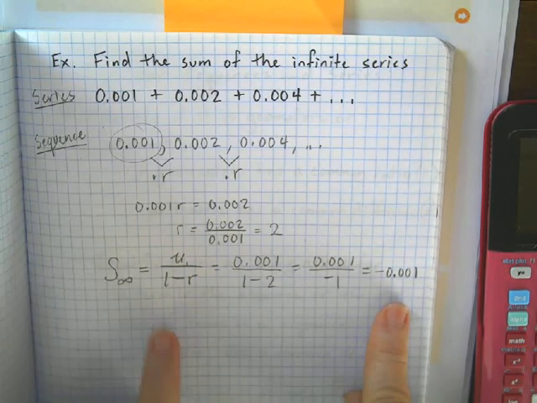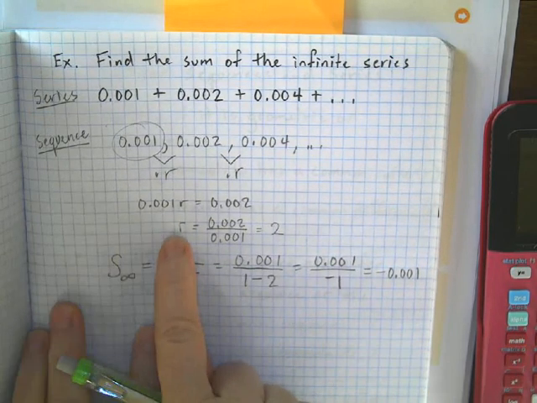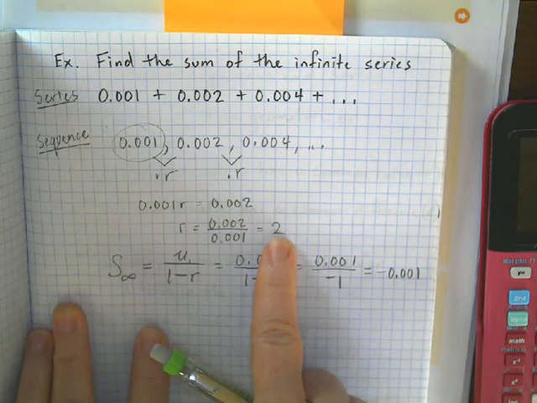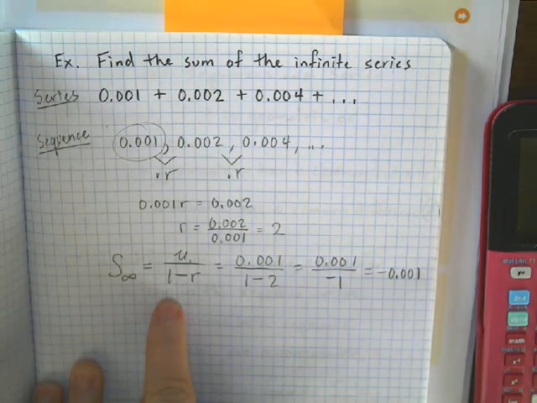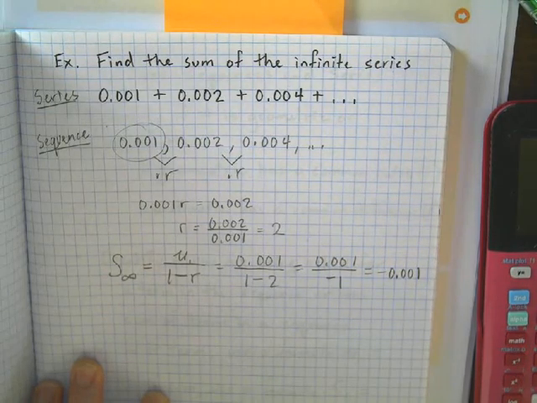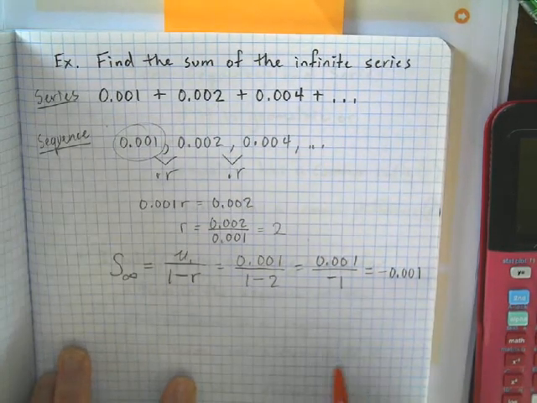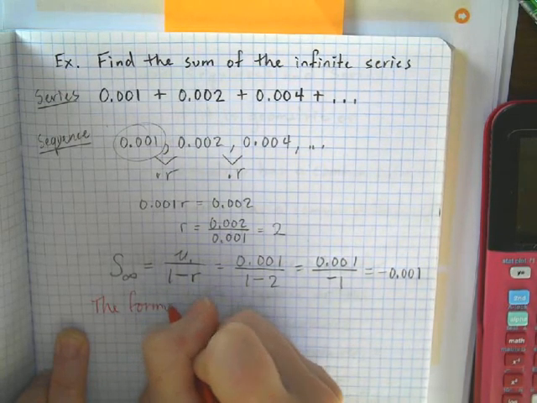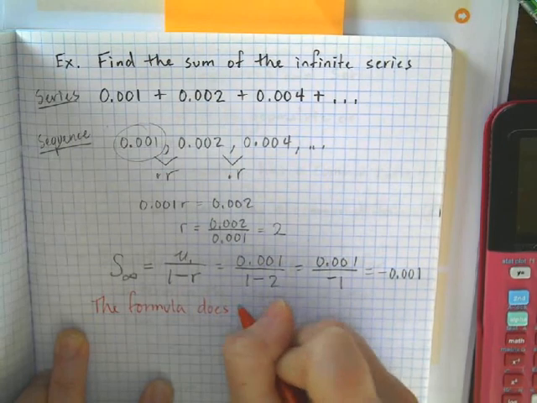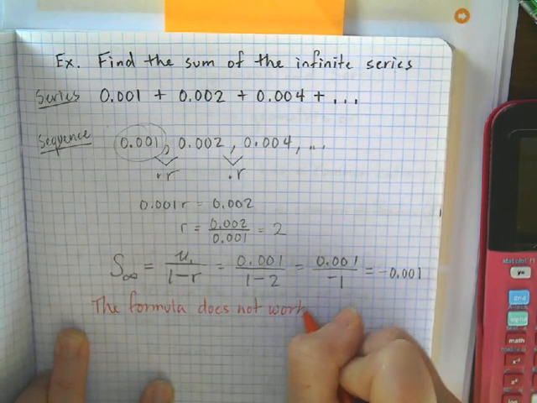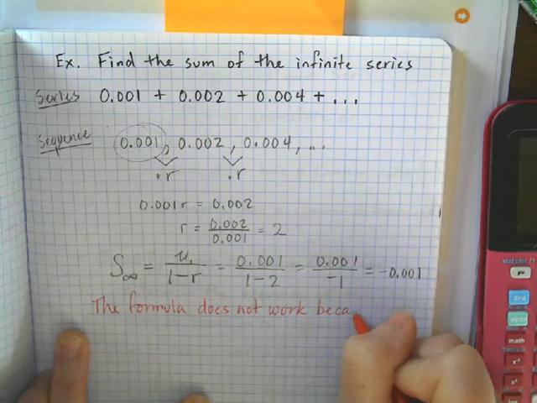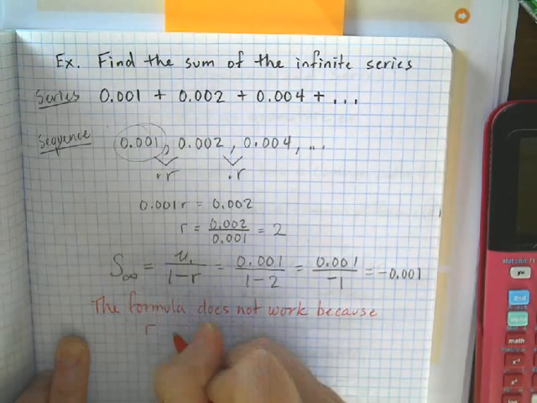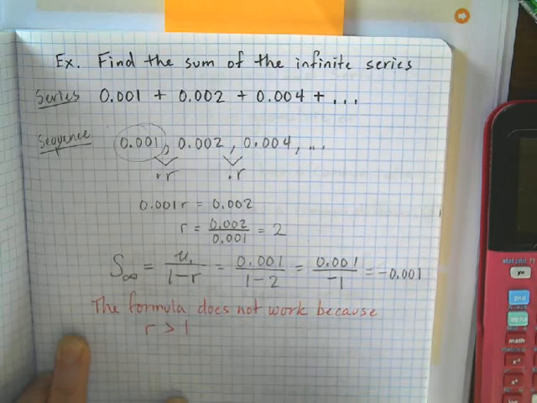We cannot use this equation because look at my R value. R was equal to 2. This equation can only be used when R, the absolute value of R, is less than 1. So notice, this does not make sense. The formula does not work, because R is greater than 1. So we can't do this one.